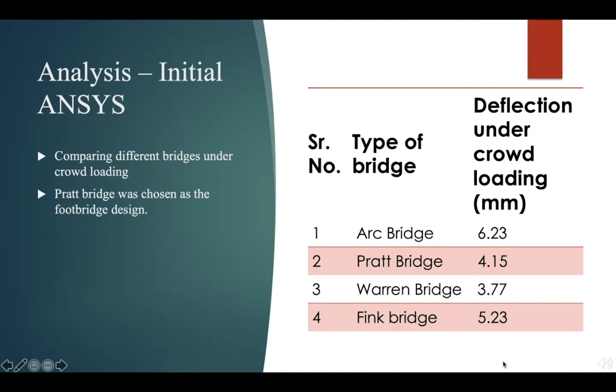by 50 people. But the Warren Bridge has 4 loops as compared to the 2 loops of the Pratt Bridge, which has a deflection of 4.15 millimeters. It can be assumed that the Pratt Bridge is much stiffer than the Warren Bridge if the loops were increased, and thus it was selected as the final bridge type.